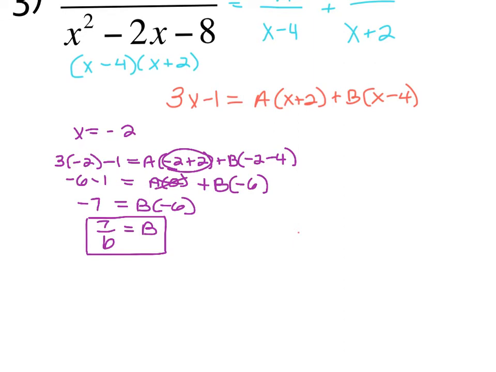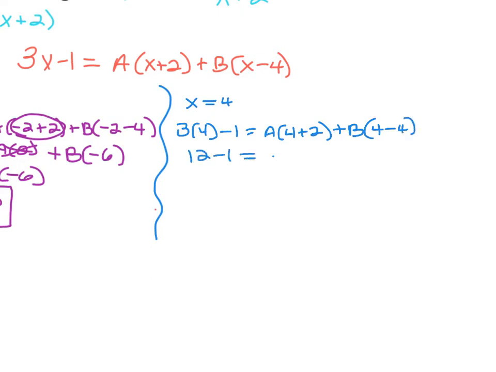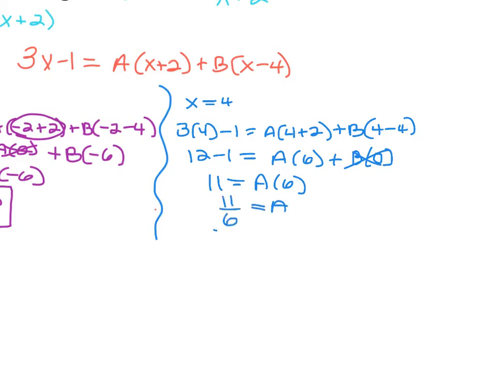Okay, then I want to cancel out the B. So what would I plug in there? Positive 4. And everywhere there's an x, I'm going to plug in a 4. So this is 12 minus 1. This cancels. 11 equals A times 6. And A equals 11 over 6. And there's my A.